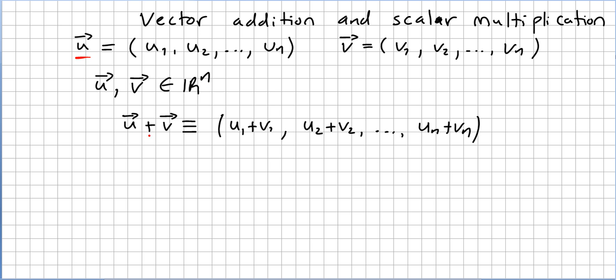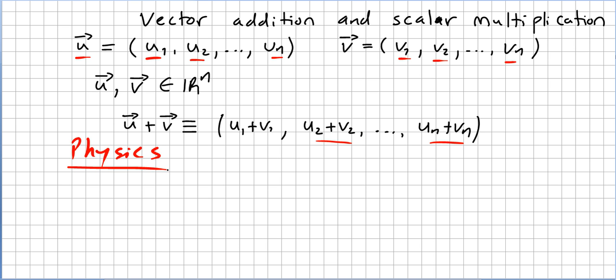So the addition of two vectors u plus v is defined as u1 plus v1, so we add this one with this one, u2 plus v2, etc., till the last one, un plus vn.